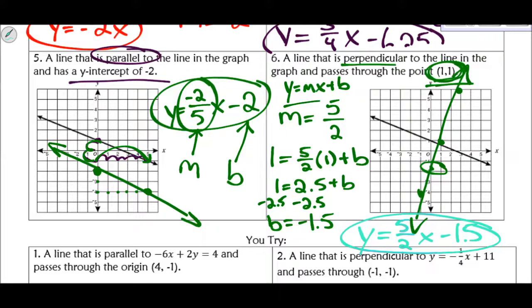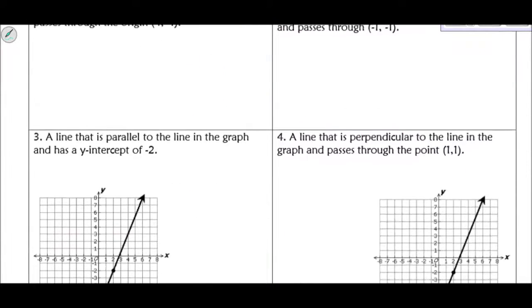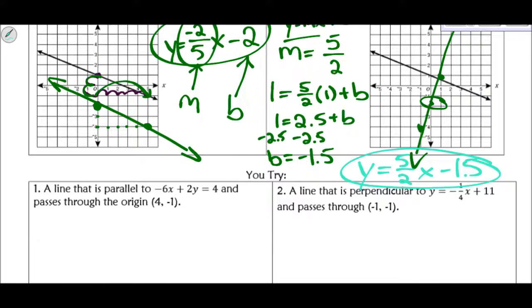Try those next 4 on your own. Go back to the video if you need to. Rewatch it. Go through everything that you need to try these 4 problems. At least try them. Please go back to the video if you need to.